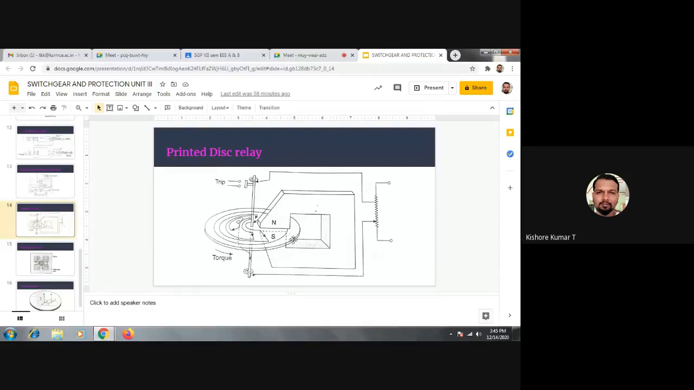This disk will rotate in anti-clockwise direction due to the tensile force which is developed by the spring suspended at the bottom of the spindle. This disk will rotate in anti-clockwise direction, due to which these two contacts will open again after fault.